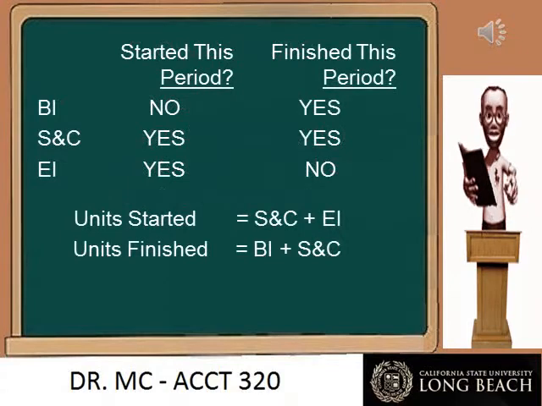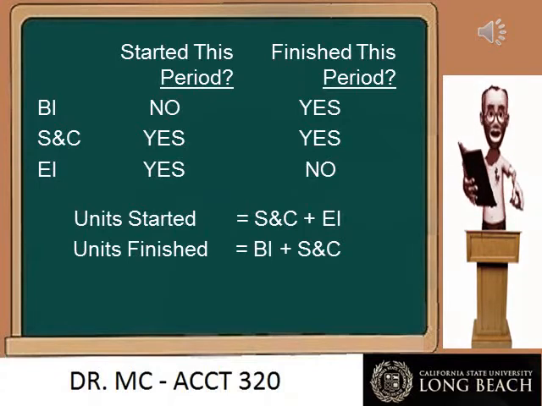Whenever a problem talks about units that were started this month, it is discussing started and completed units as well as ending inventory. Whenever a problem talks about units that were finished this month, it is talking about started and completed units and beginning inventory. Remember that units started include ending inventory. Also remember that units finished include beginning inventory.